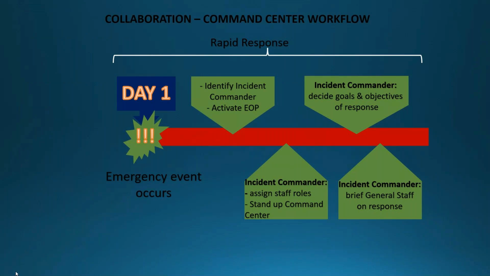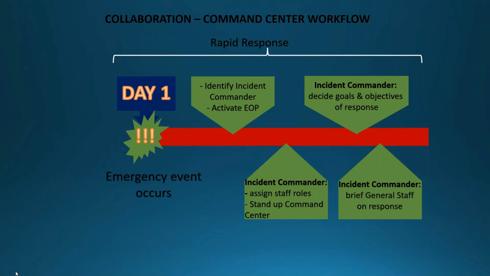All right, so what does this look like in practice? Well, let's say the emergency event occurs. The incident commander would activate the emergency operations plan. They would assign staff roles and stand up the command center. That's a fancy way of just saying that they're going to identify where the command center is and say we're going to operate from this location until further notice.